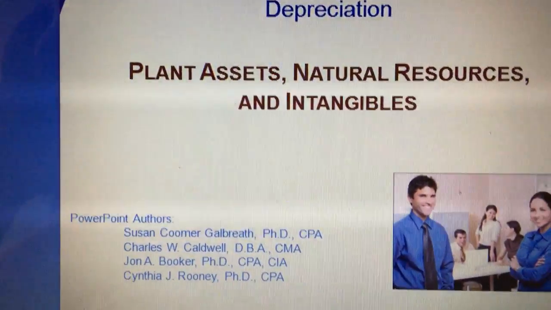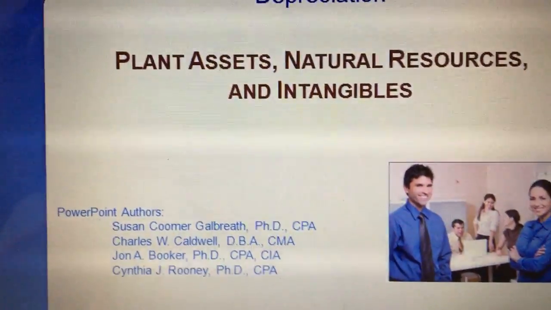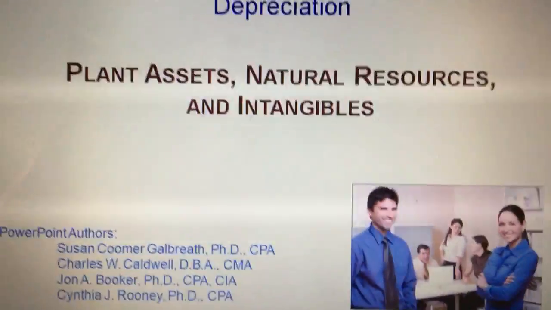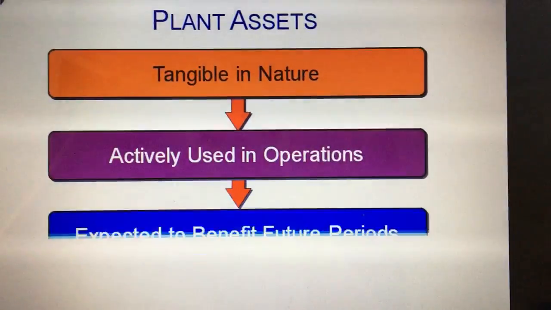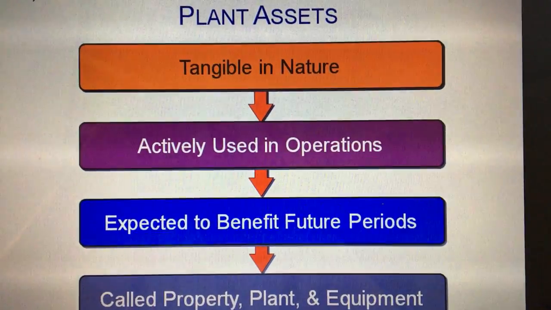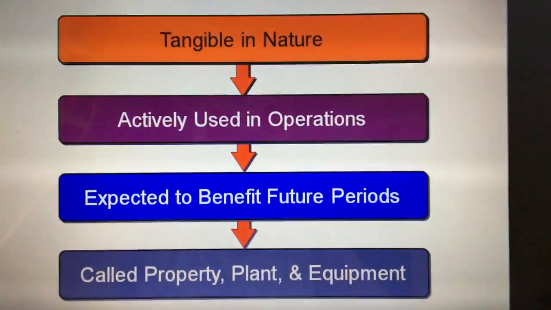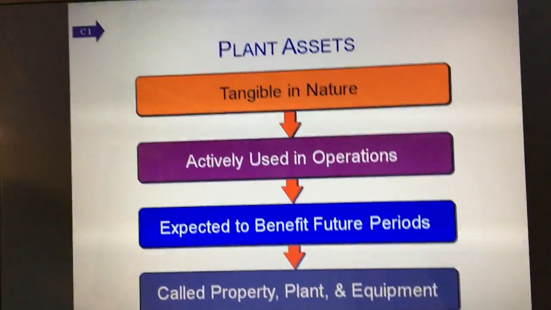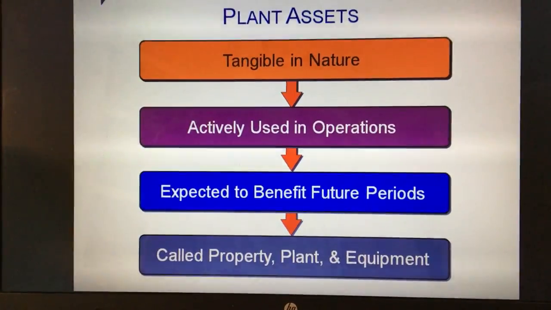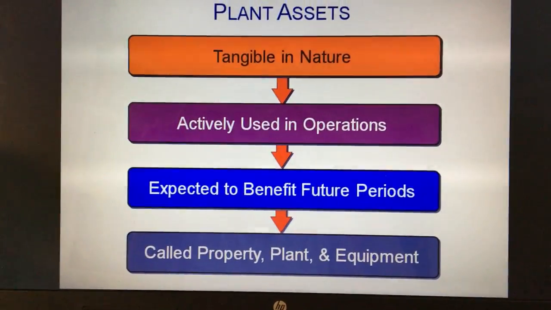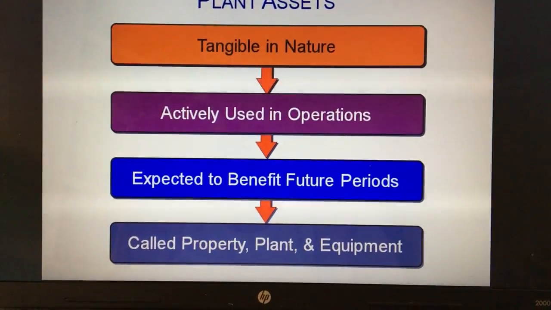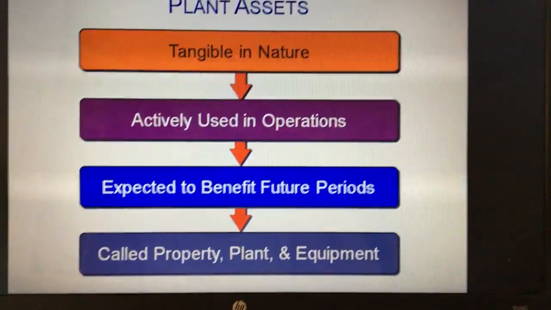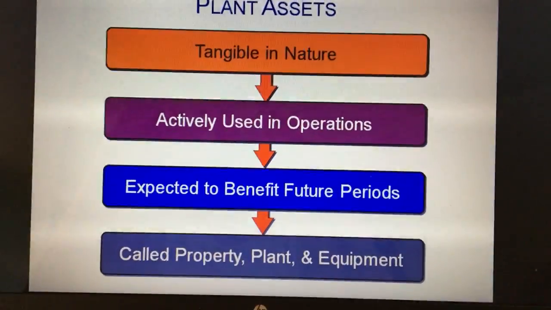Okay, looking at these PowerPoints, let me put it on slideshow, and I'm going to go through and talk to you a little bit about what depreciation is. And this has to do with a lot that we learned in Accounting 210. But we're looking at plant assets. These are assets that are tangible. You can feel them. You use them when you're producing your product or selling your product. They should benefit you many years into the future, well past a year. We call these assets property, plant, and equipment.